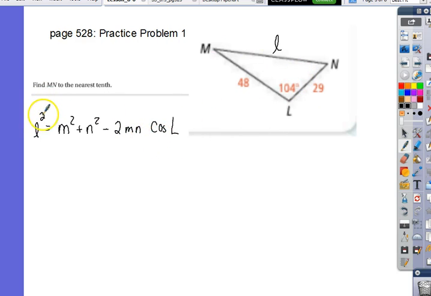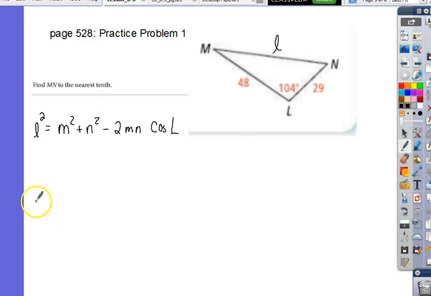So this is like a squared, because this is the side I was looking for. This is like b squared, c squared, bc. And then this is like angle A. This angle right here should always match in letter form the side that you're looking for. That'll help you keep the formula organized. Any questions about how I set up the formula?